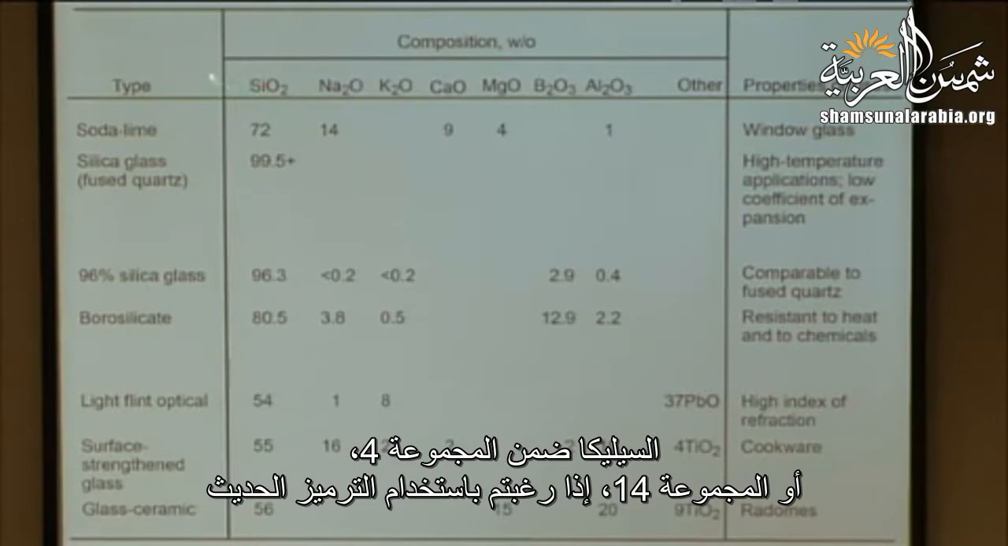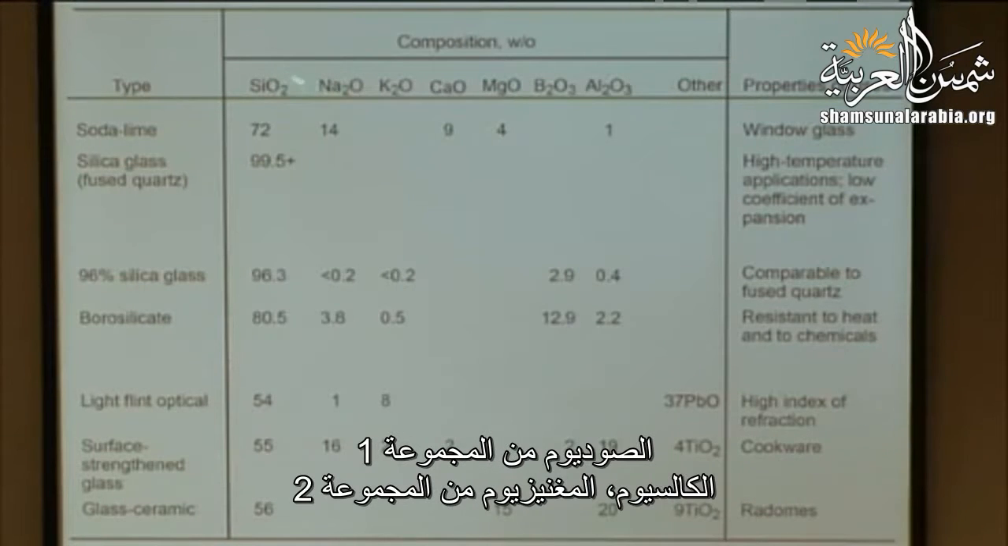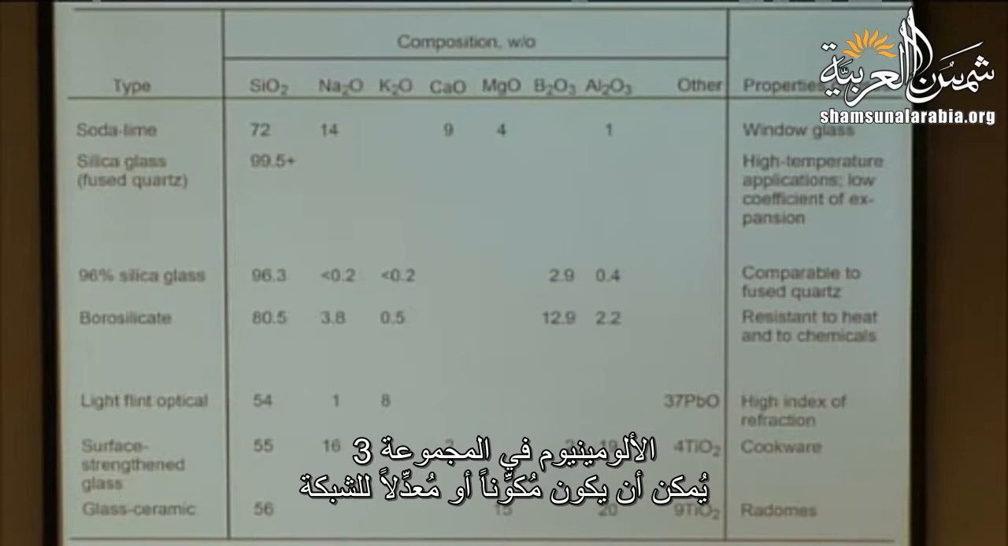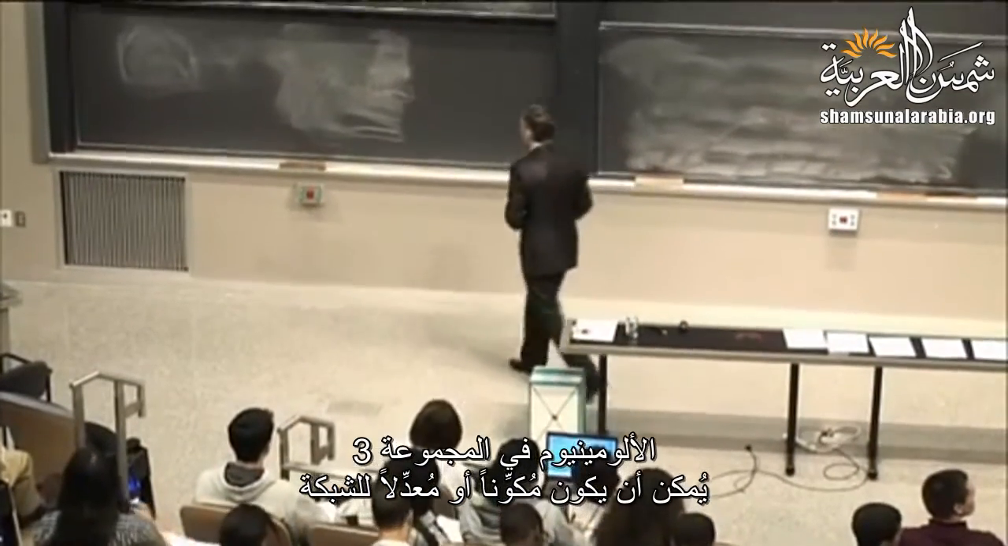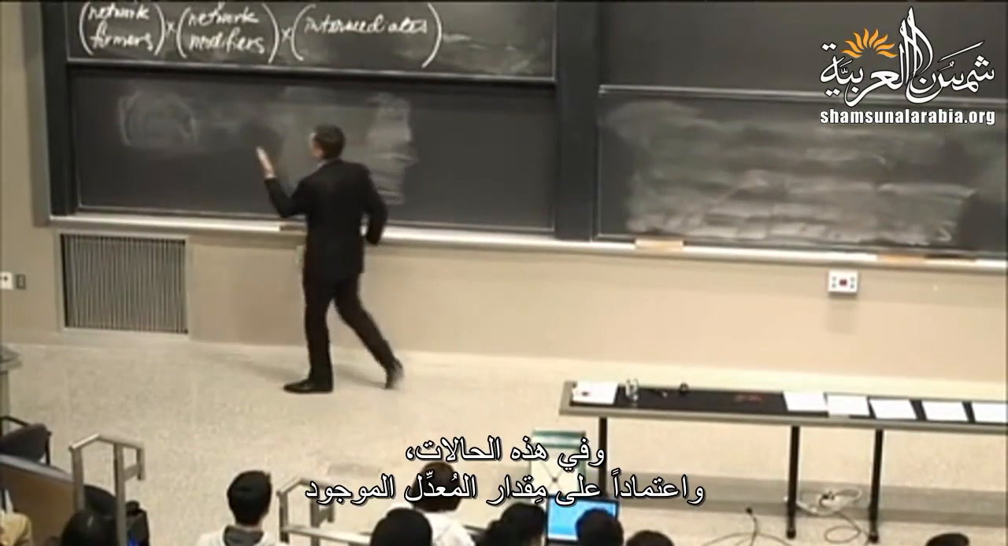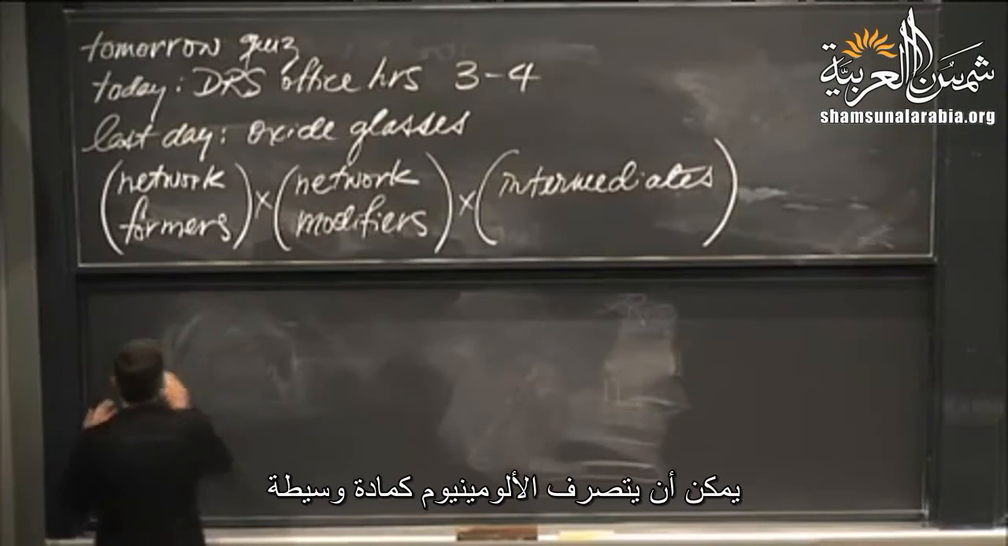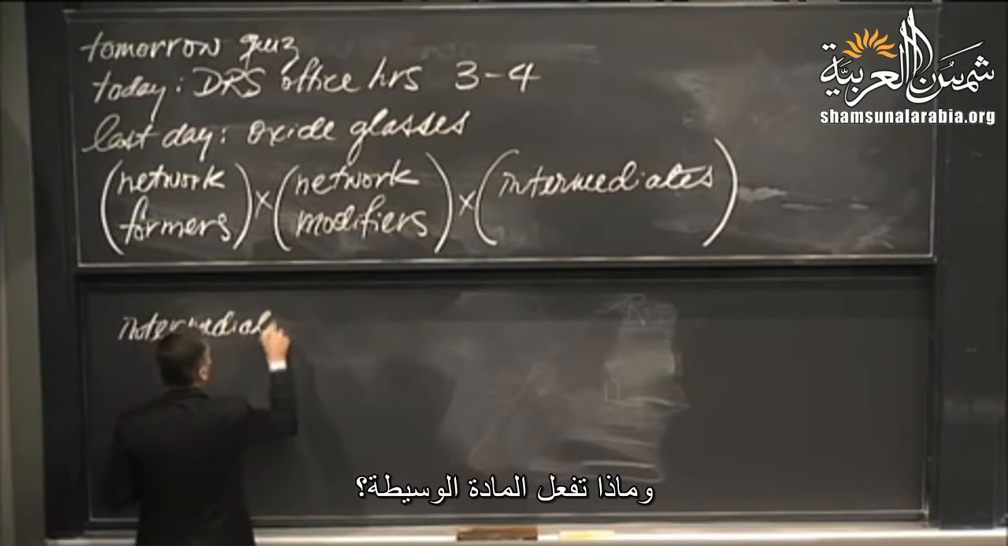Silica is group 4 or 14, if you want to use the modern notation. Sodium is group 1, calcium, magnesium, group 2. Alumina is group 3. And it's sort of halfway in between. It's amphoteric. It can either be a former or a modifier. And in these instances, depending on how much modifier is present, alumina can act as an intermediate. And what's an intermediate do?